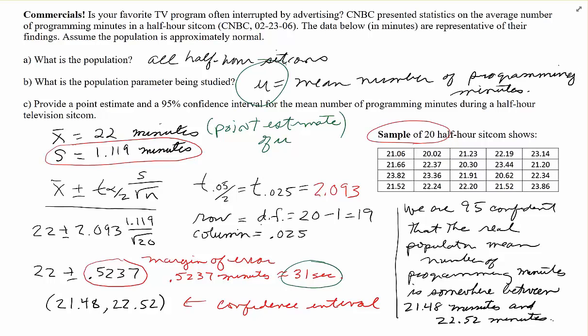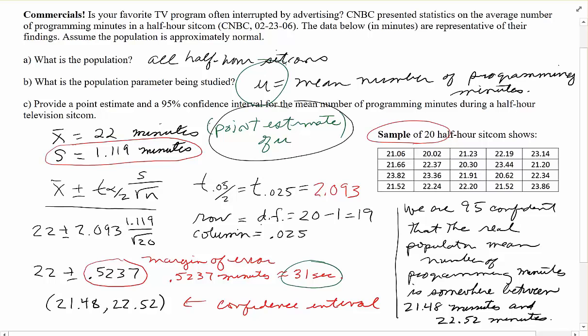So again, to summarize, I'm interested in the mean number of programming minutes of all half-hour sitcoms. What's the average number of programming minutes for all those sitcoms? Of course, I can't compile all that or get all that information, so I base it on a sample of 20. Hopefully this sample was randomly selected in a way that it's representative of the population. And I find that the average on the sample is 22 minutes. So that's going to be my estimate of mu. That's going to be my estimate of the population mean.